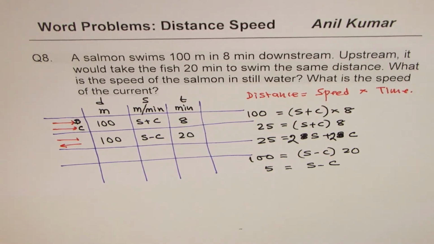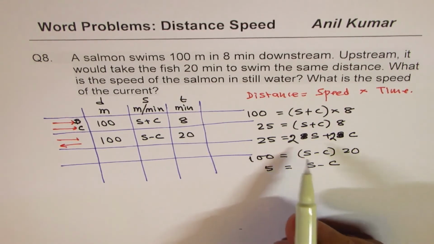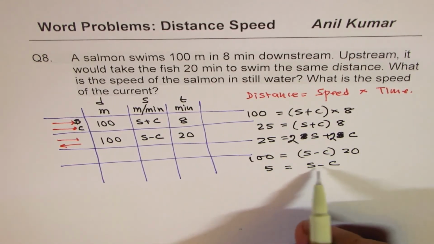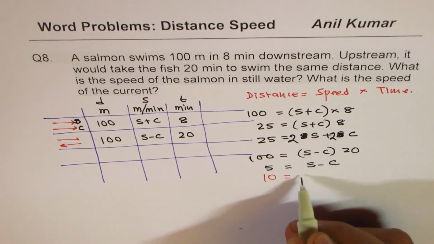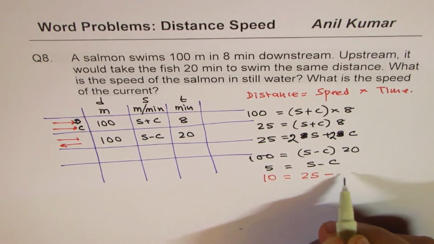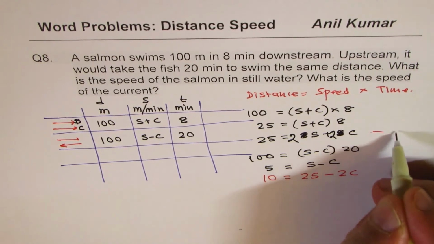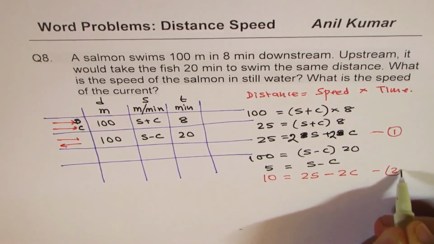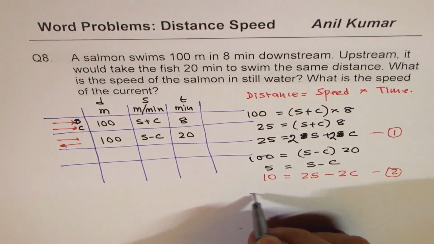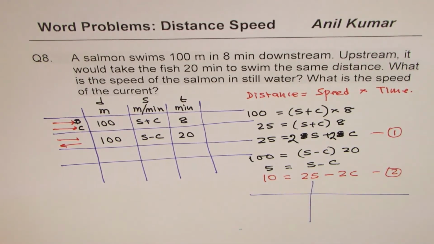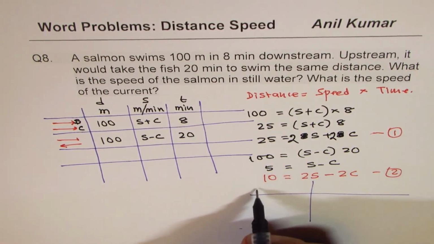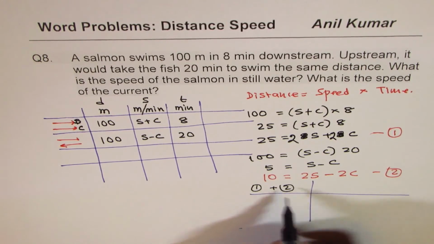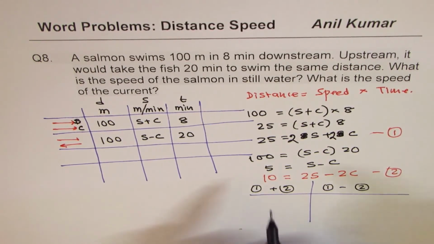So we could do with substitution, or we could solve it by elimination. Since these are 2's, let me multiply this by 2. So I get 10 equals to 2s minus 2c. Does it make sense? So we'll call this equation 1, this equation 2, and we'll do our pattern the same way. So we'll do equation 1 plus equation 2 and equation 1 minus equation 2.